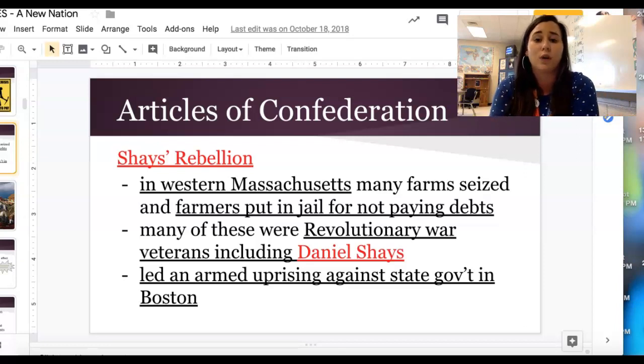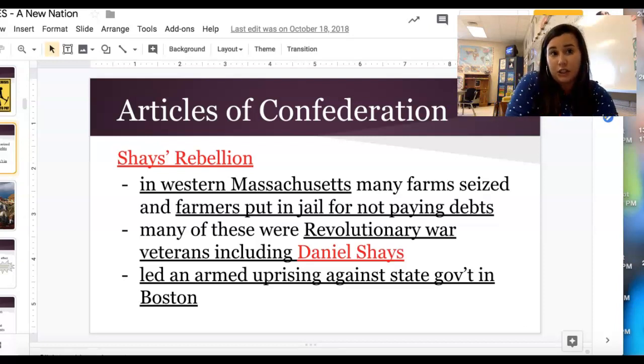To make matters even worse, many of these farmers were Revolutionary War veterans, including Daniel Shays, who is going to end up organizing these farmers and leading Shays' Rebellion. So these men led an armed uprising against the state government in Boston. Prior to taking up arms against the government, these men had petitioned the state government, let them know their grievances against them, tried to get them to change in order to better represent them.